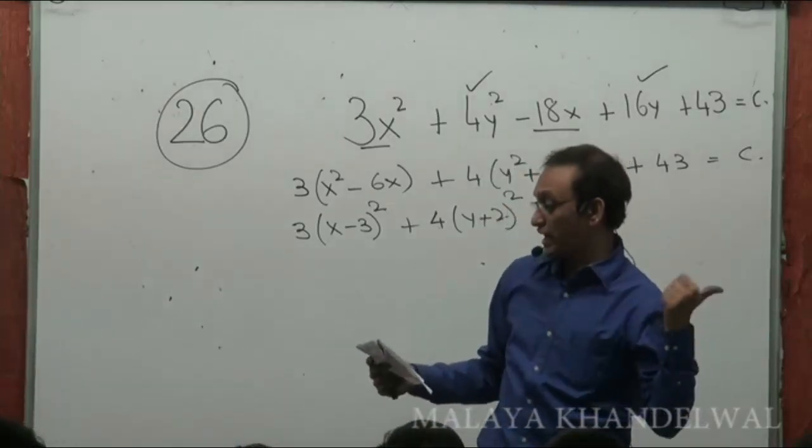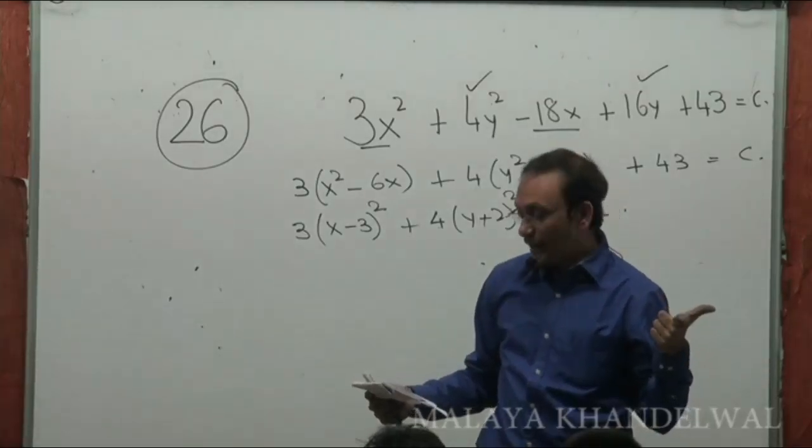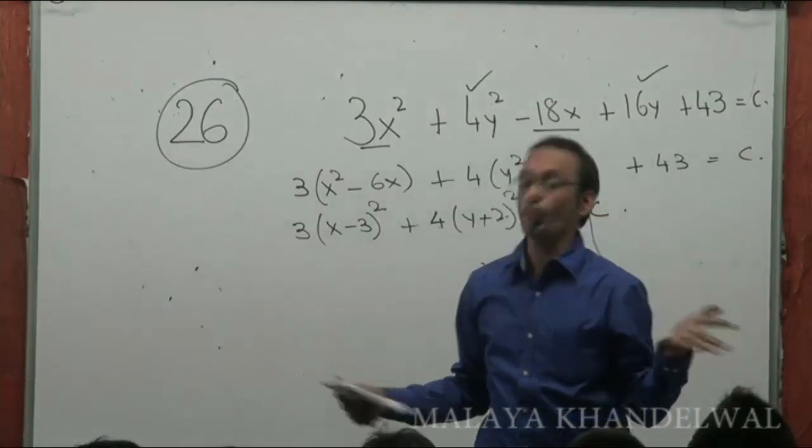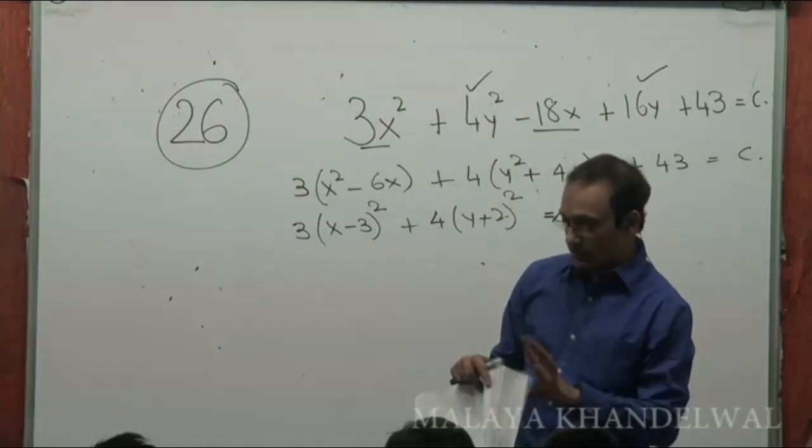So let's look at the options. A, yes. B represents an ellipse, C greater than 0, true. Empty set, null set, C less than 0. A point if C equal to 0. That's the point. Right? Let's look at the next problem.